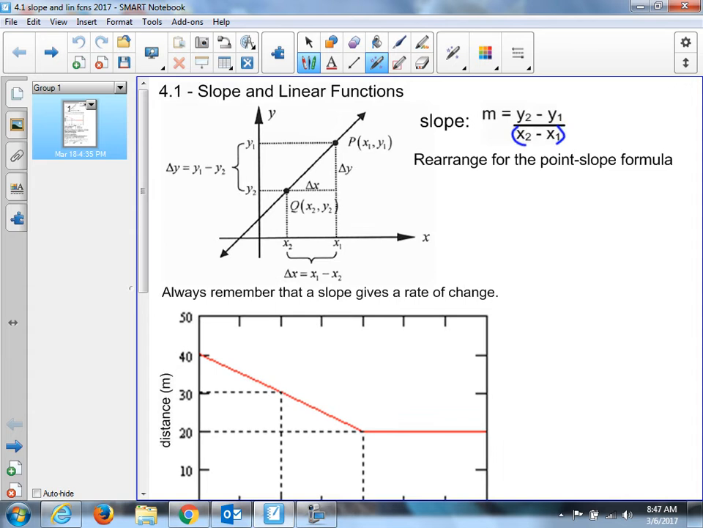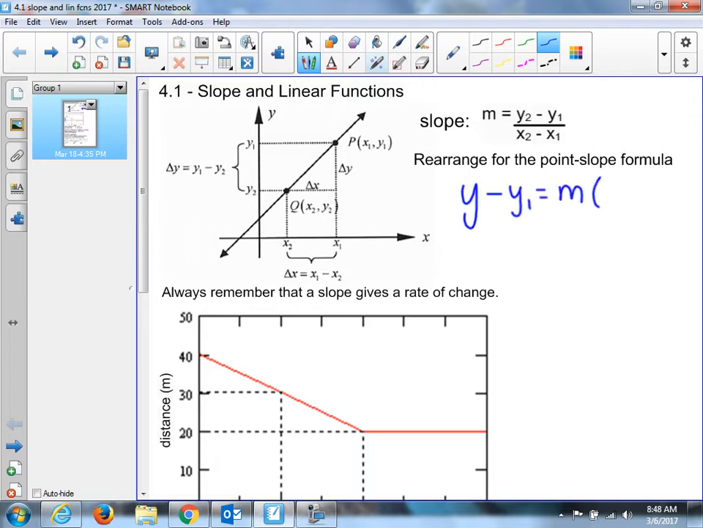Meaning, multiply up the denominator and it eliminates it on this side, right? And basically just zips it up here, m times x minus x. Agreed? So, it's a variation of this formula, except that instead of using y2, I'm going to just say y minus y1. Rearrange for this. Y minus y1 is equal to m times x minus x1. That is the point slope formula. But do you see where it comes from?